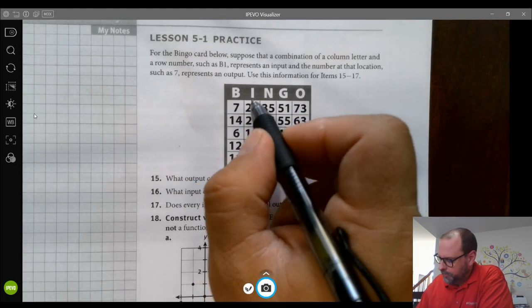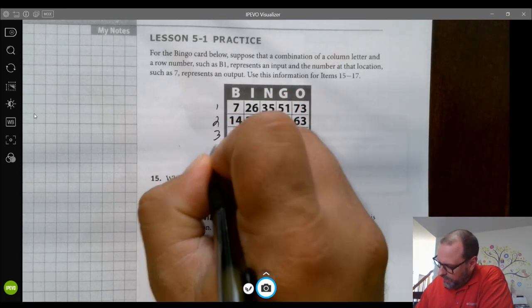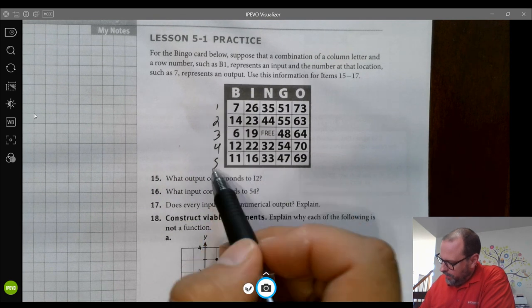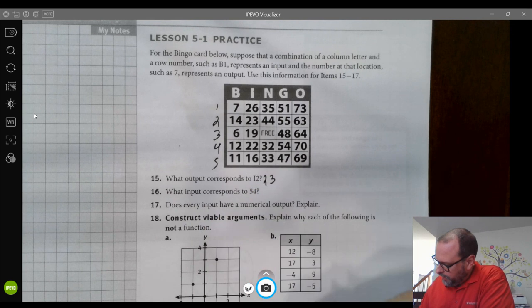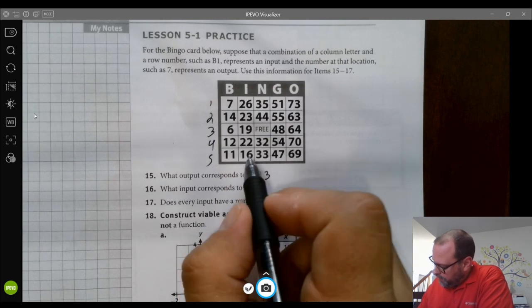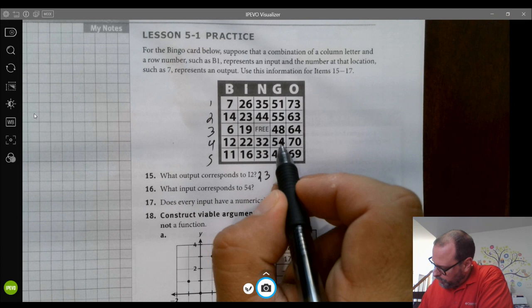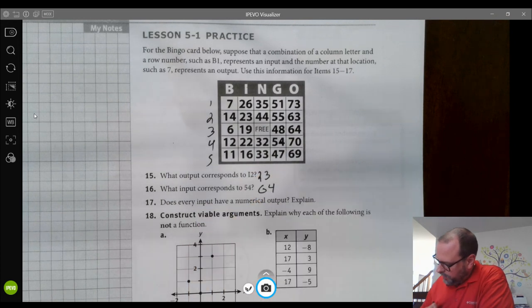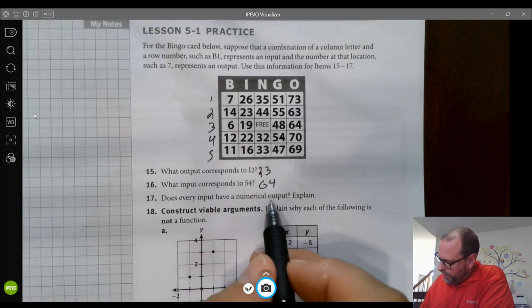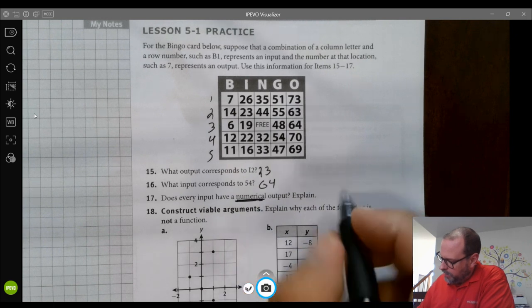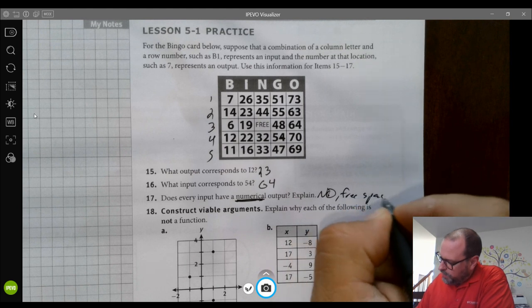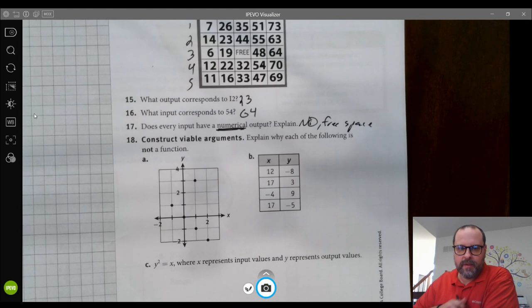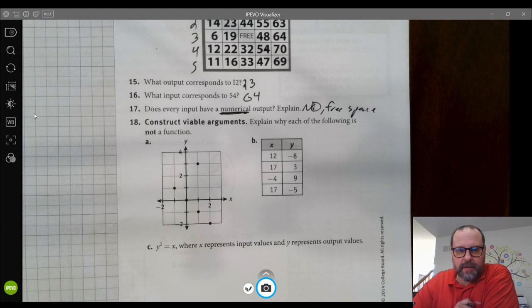It's like a graph or an Excel spreadsheet. So I could label down here, they didn't give you 1, 2, 3, 4, 5, but I2 would be 23. What is 54? Well, 54 is at G4, so we're going backwards there. Does every input have a numerical, that's the key word there, output? No. Hopefully you put for that one, free space is not numerical.